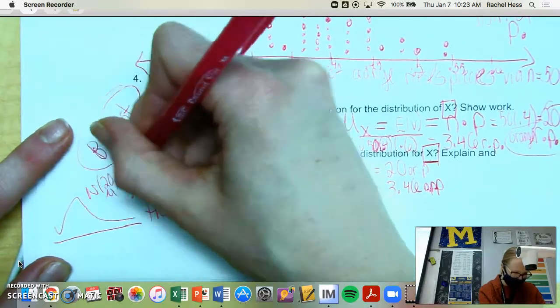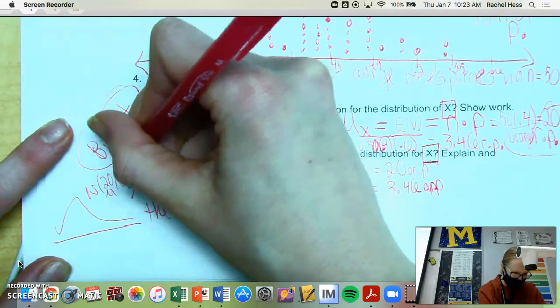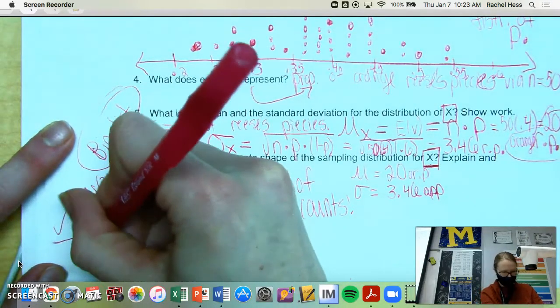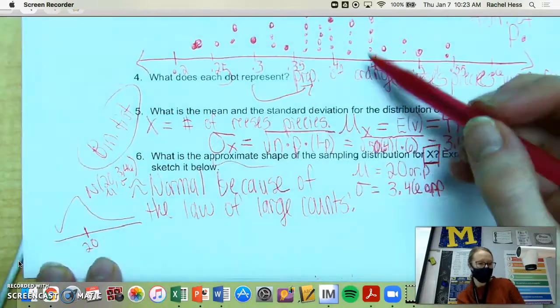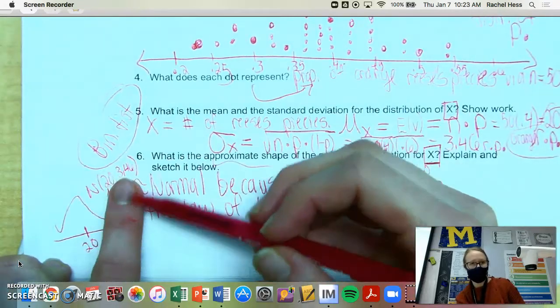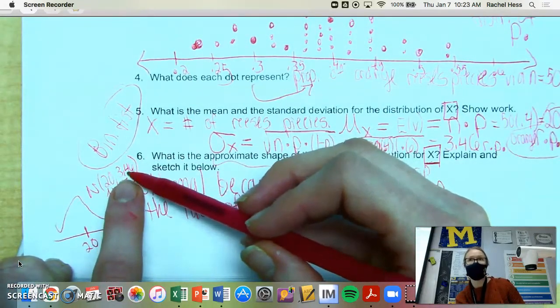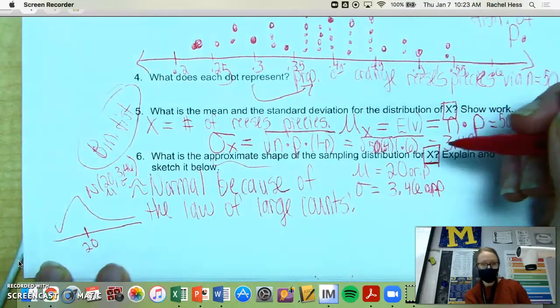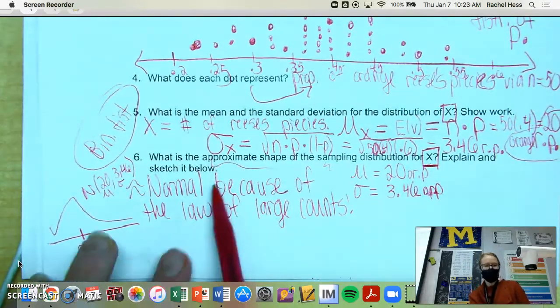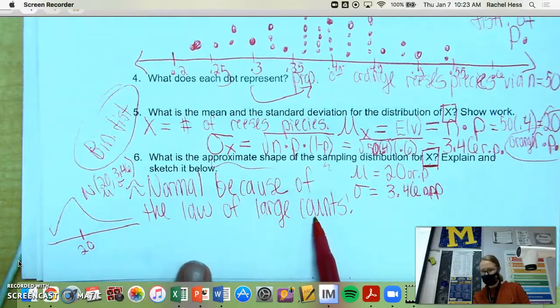Remember, you need to label your mean and your standard deviation of a binomial distribution. Should be centered at 20. Or if we were talking about proportions, it would be centered at 0.4, and then you would divide this number by 20 to get your proportion, right? But anyway, this is approximately normal because of the law of large counts.